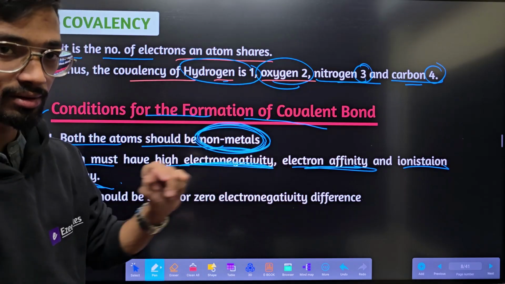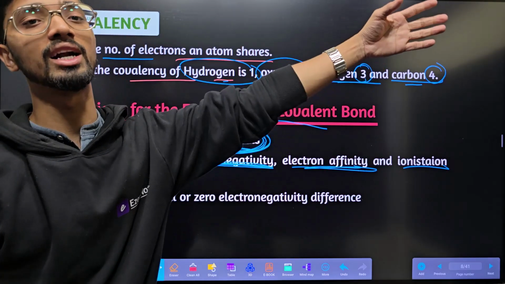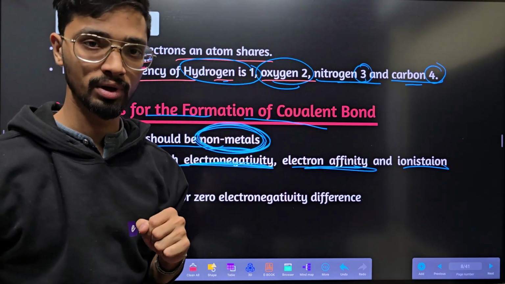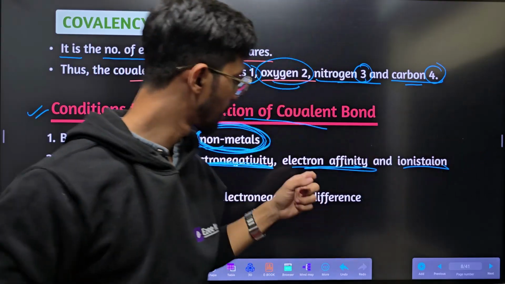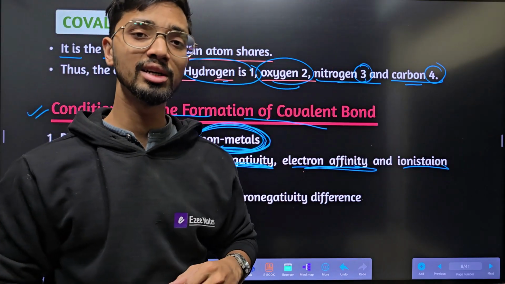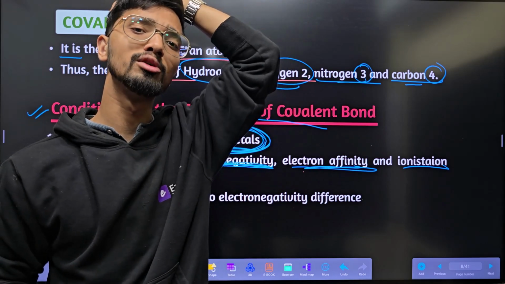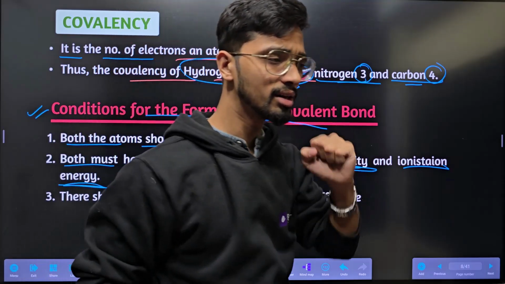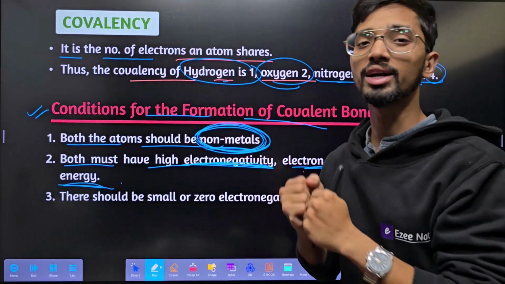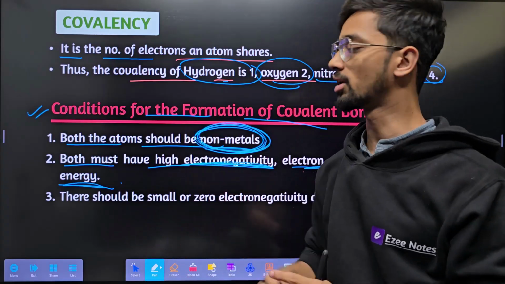If they are high, what happens? If electronegativity is high, it won't let the electron of the outermost shell go. It won't allow the electron to be lost. Electron affinity will also not allow the electron to be lost. Ionization energy, if the energy requirement is high, the electron cannot be removed easily, right? Everything wants to protect the electron. So instead of losing electrons, they'll just share electrons and form a bond.